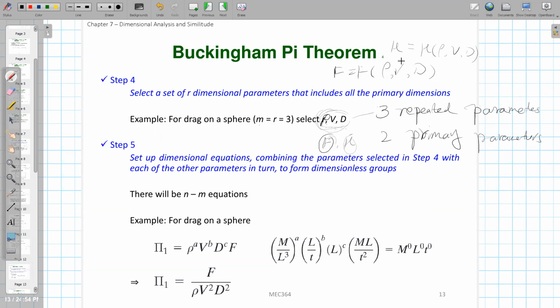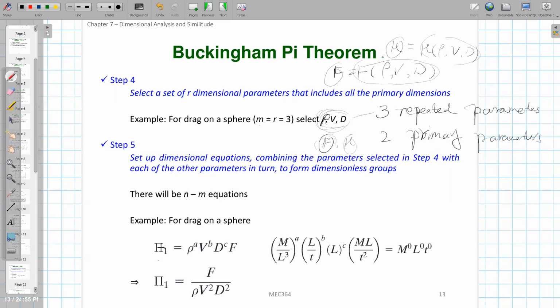So if I use mu divided by this function, I can define a dimensionless parameter. If I use f divided by this function, which is only a combination of rho, v, d, I can define the second dimensionless parameter. So in step 5, you just need to use the remaining 2 primary parameters to find all the dimensionless parameters. First we're using f to find pi 1.